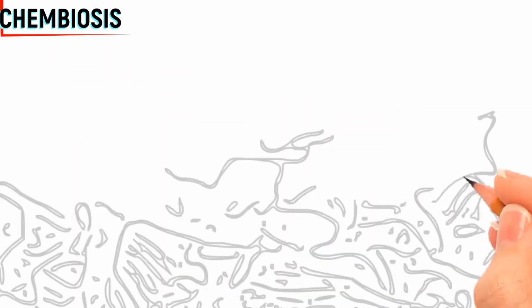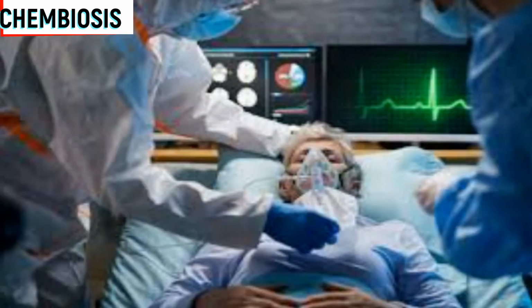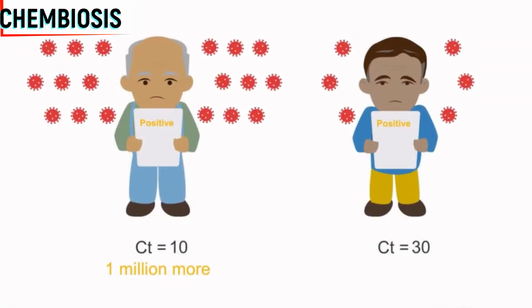From one research, it is proven that patients having lower CT value have a higher chance of having severe disease. So if one person has CT value 10 and another person has CT value 30, then we can say that the viral load for the person having CT value 10 is more than 10 lakhs times that of the person who has CT value 30.